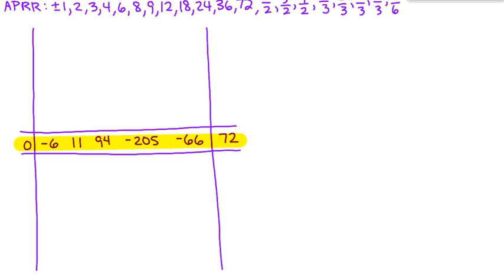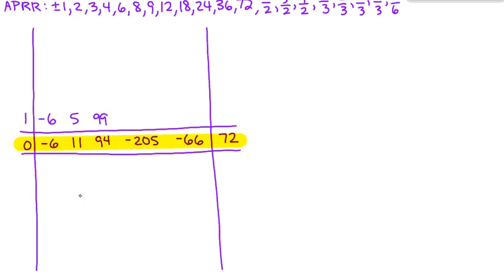So the first thing I do is make the row for 1. Put the 1 in the box, bring up the -6. And now I'm going to talk through this row just as a reminder, but I won't talk through every single row. So -6 times the number in the box. Add the next number in the 0 row. -6 plus 11 is 5. 5 times the number in the box. Add the next number in the 0 row. 5 times 1 plus 94 is 99.